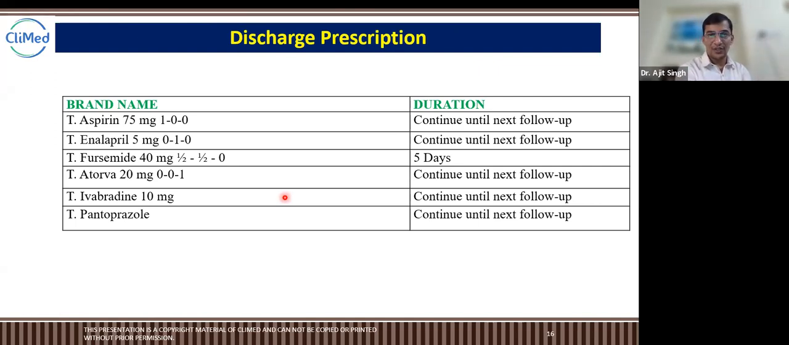Any doubt till now? If not, then what would you suggest the patient to take care at home? What would be your counseling to a heart failure patient? Tell me, guys.